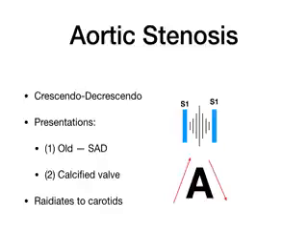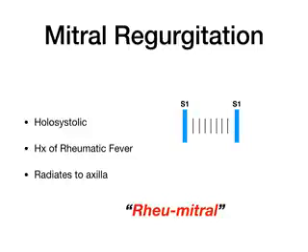If you do have to listen to it on your exam and it sounds like it gets louder and then comes back down, that's aortic stenosis. That's crescendo decrescendo. And what you see at the top here is just the kind of diagram of the murmur based on what it sounds like. So again, aortic stenosis, crescendo decrescendo.